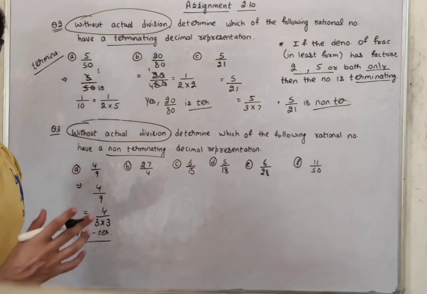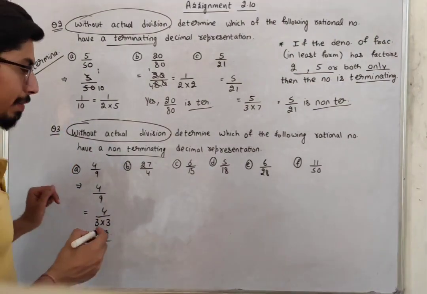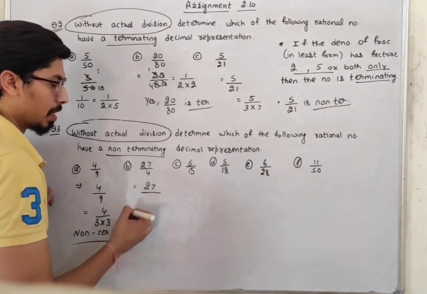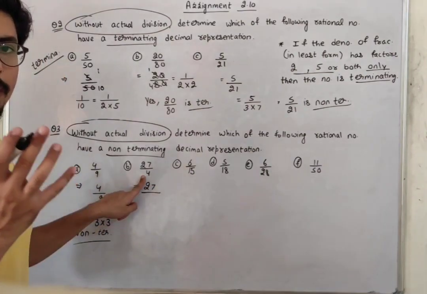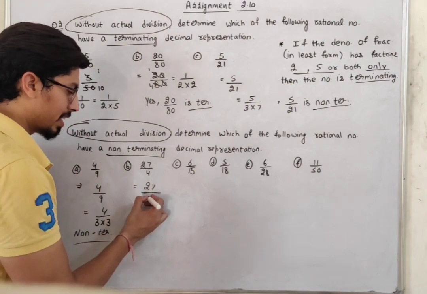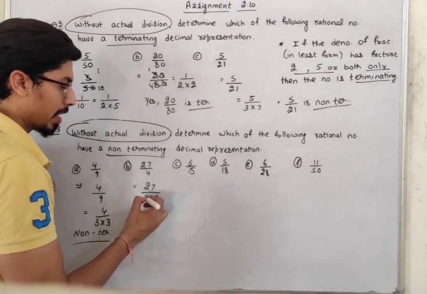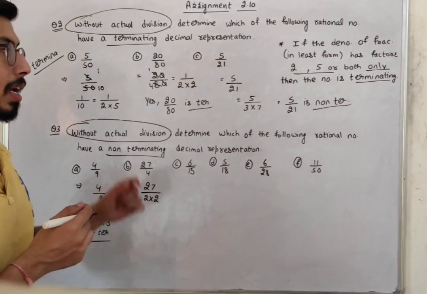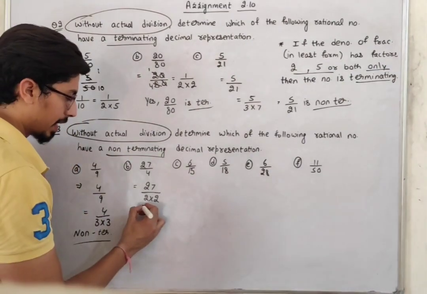Okay, student. Now in our next part, we have 27 by 4. So 27 by 4 is in the simplest form. So just take the denominator, which is 4. I can write it as 2 into 2. Now the factors are only 2 here in the denominator. So yes, it is terminating.